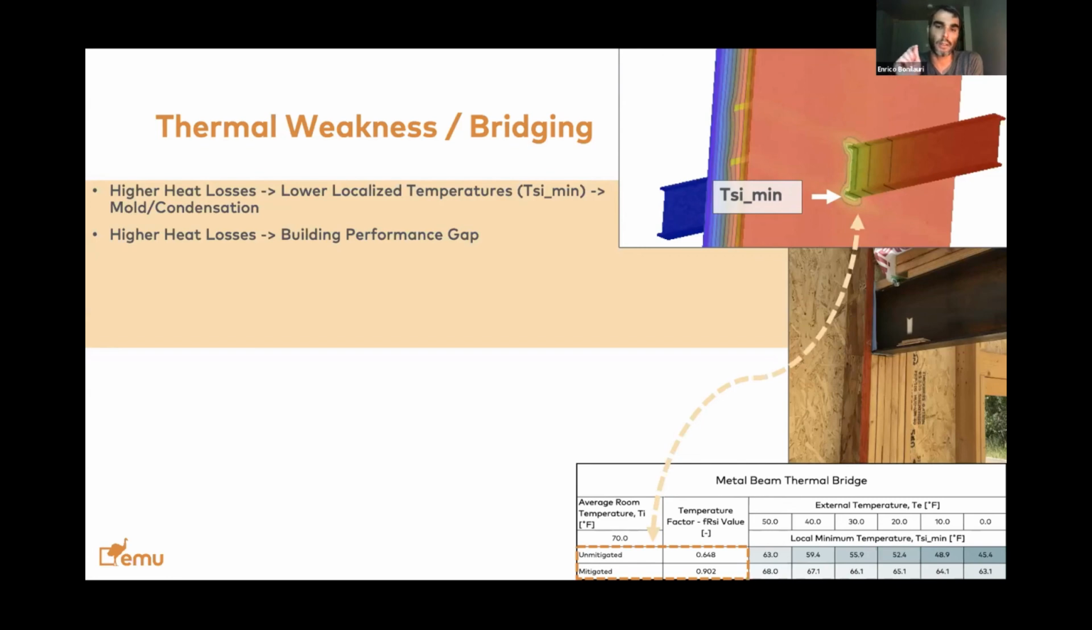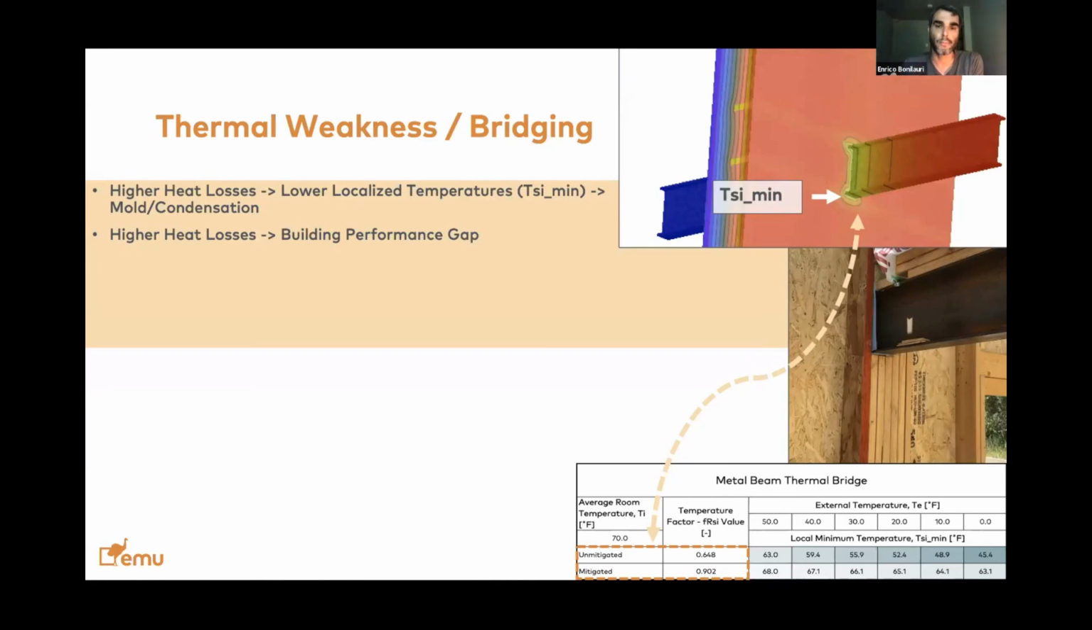In that case, it describes the lowest temperature in a thermal bridge. And if you do not mitigate the thermal bridge, you see a temperature factor of 0.648. And depending on the external temperature changes, that temperature can go all the way down to 45 if your temperature outside goes to 0. And at some point along that way, it will be cold enough to cause mold or condensation.